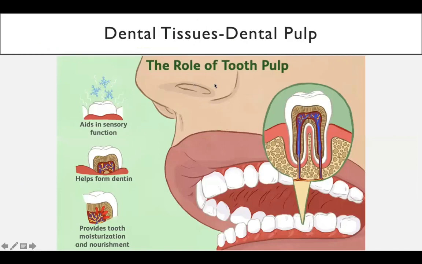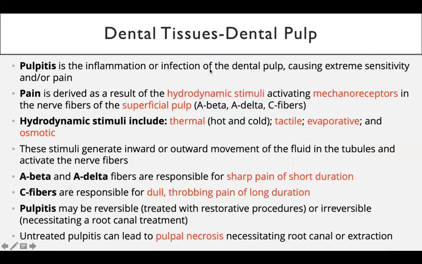So the role of tooth pulp: aids in sensory function because of the innervation. Helps form dentin because of the odontoblast layer and predentin, and provides tooth moisturization and nourishment because of the blood vessels. Perfect.